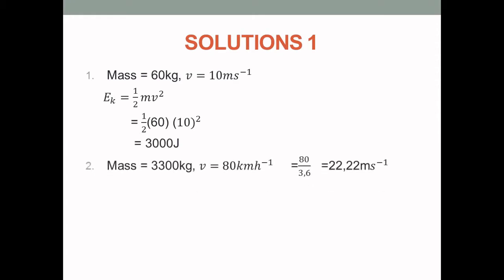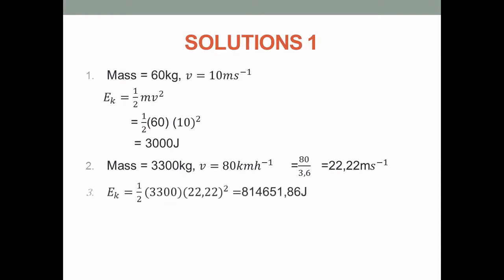The second question, we're given the mass, which is 3,300 kg. The speed is given in kilometers per hour. We need to convert it into meters per second. So we divide 80 by 3.6, we get 22.22 meters per second. What you can do, you can multiply 80 by 1,000 and divide it by 3,600. Then you get 22.22 meters per second.